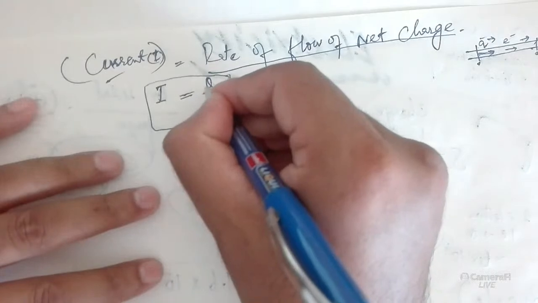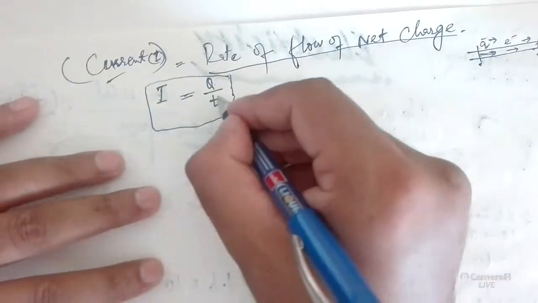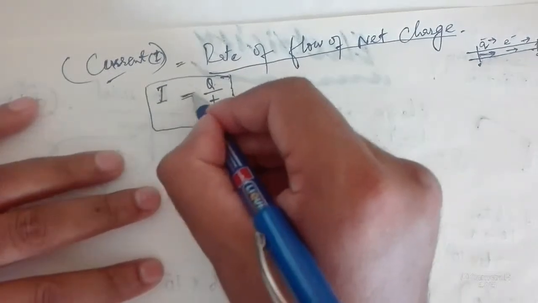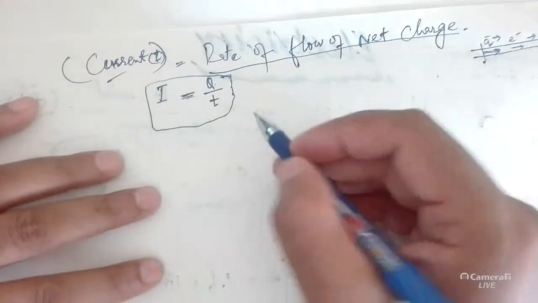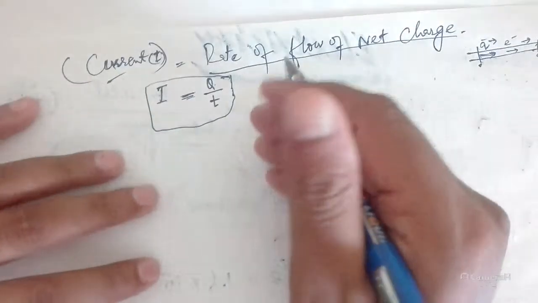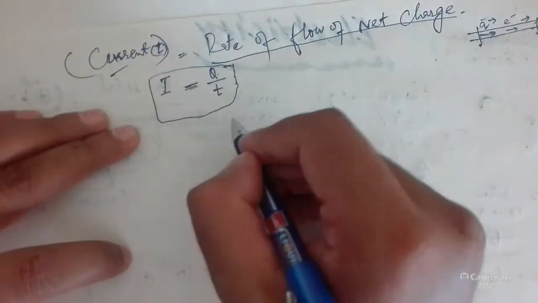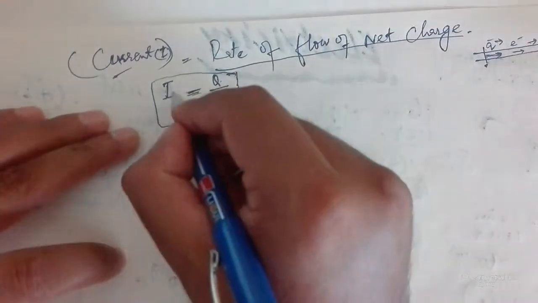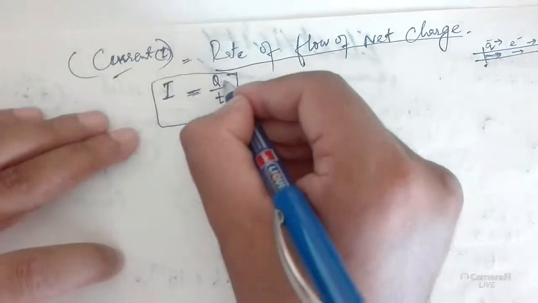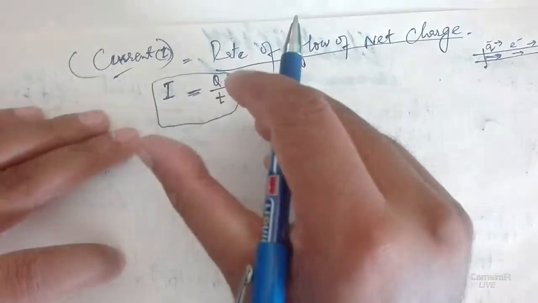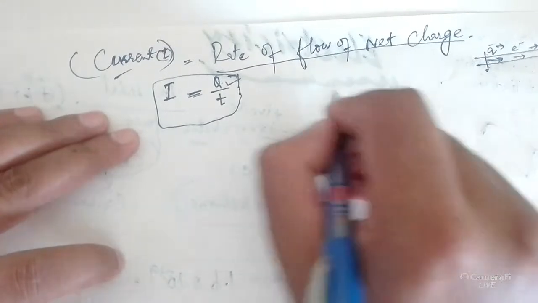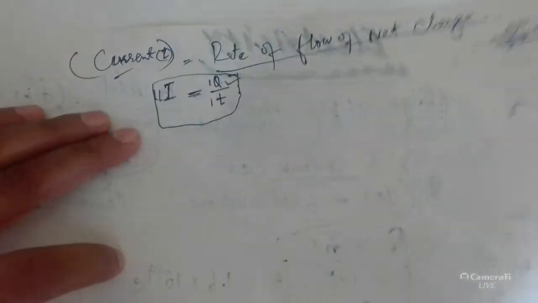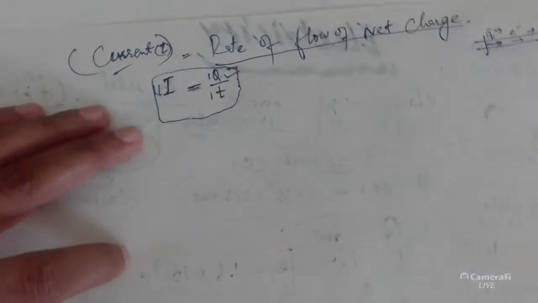So how much charge is flowing in how much time? This is very important. Electric current can be defined as the amount of charge flowing through a unit cross section per second. Unit cross section means if this is one, this is one, this is one, it means the electric current that is flowing.